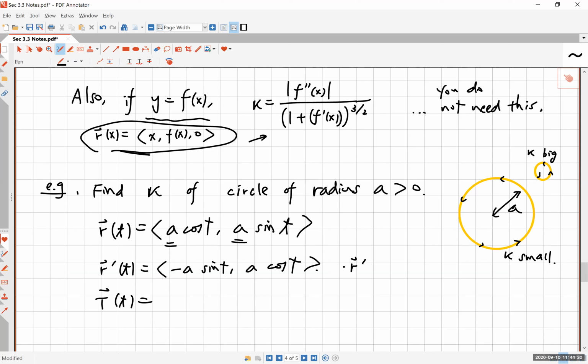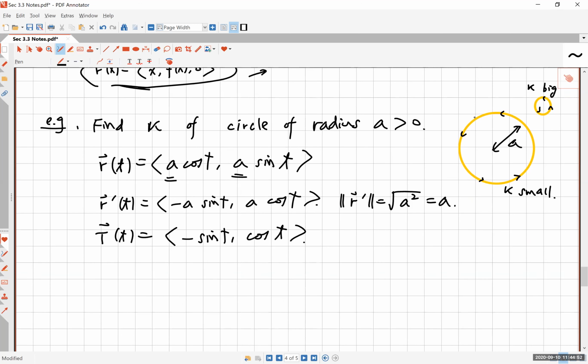All right, so what is your T? I need to find the norm of this, which is, you know what this is, right? It'll be a squared sine squared plus a squared cosine squared under the radical, which is just a. Okay, so you divide this by a, and it will be negative sine t, cosine t. I hope you're okay with this, right? Basically, you're trying to find the unit vector in the direction of the velocity r prime, and basically that amounts to dividing this by the norm. Okay, so what's T prime? T prime is negative cosine t, negative sine t. All right.